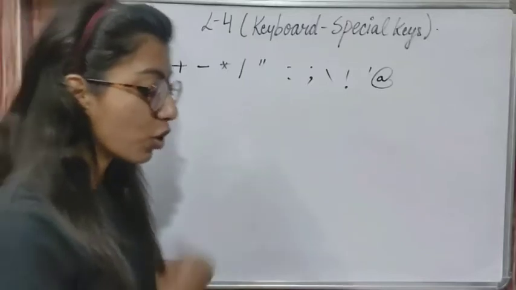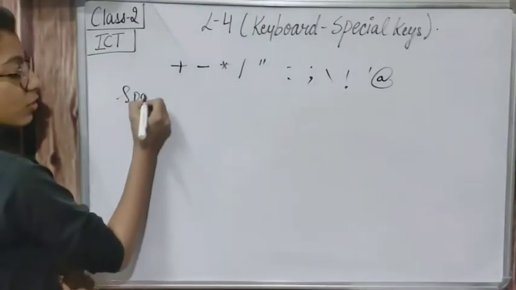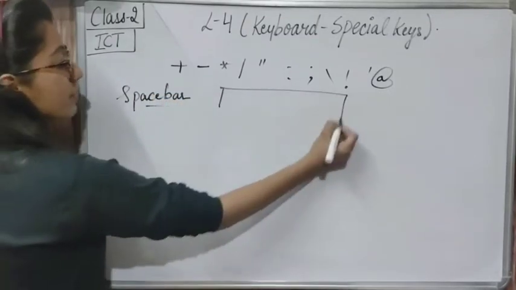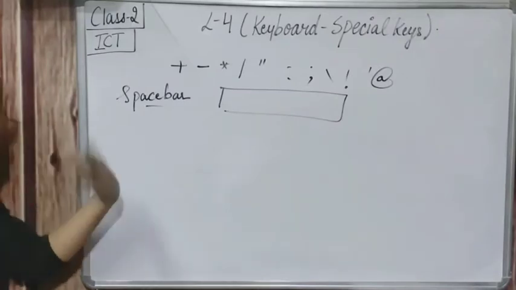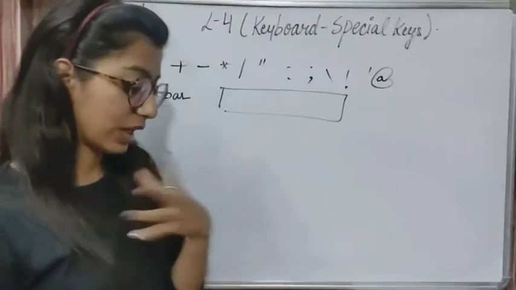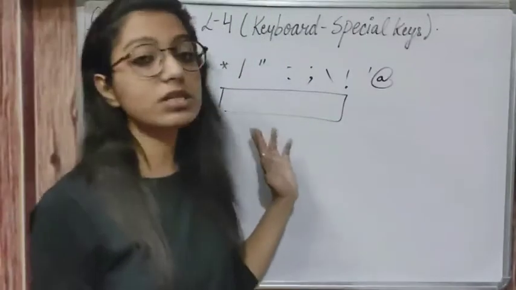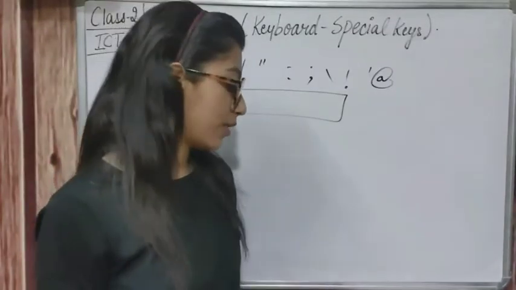And there are some more special keys on a keyboard. Like first I'm talking here about the space bar. Space bar is the very longest key on the keyboard. It is used to give spaces between the words or between the text. जो भी हम type कर रहे हैं उसके बीच में अगर हमें space चाहिए, we will use this space bar.